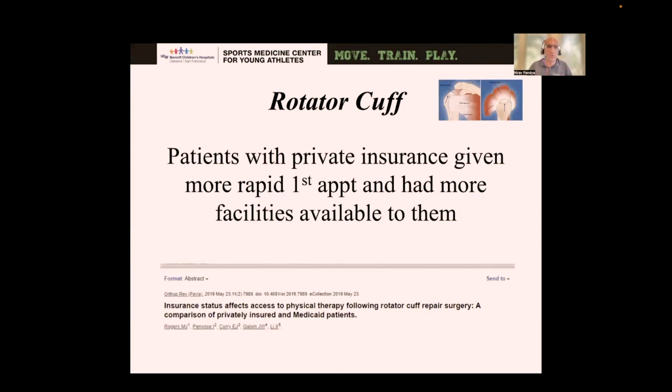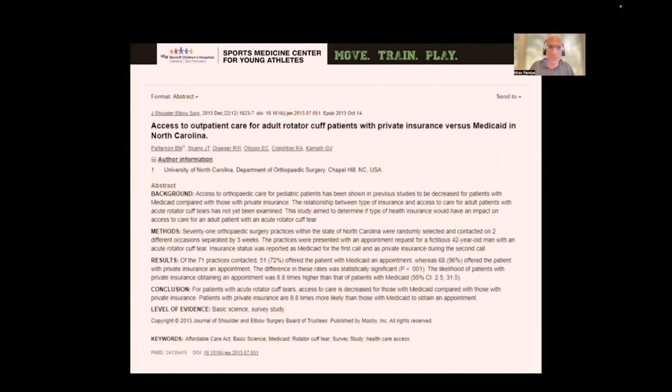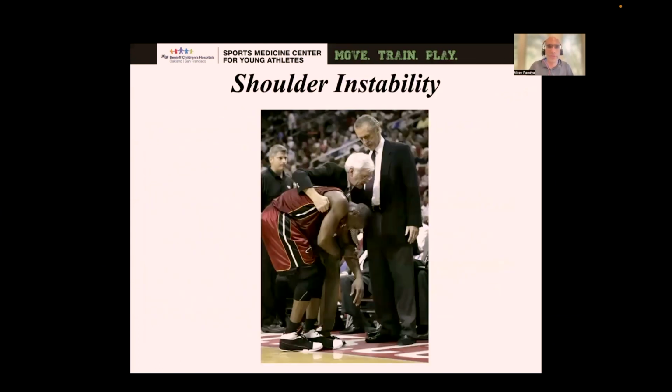Once again, patients with private insurance in this other study were given more rapid first appointments and had more facilities available to them. And once again, another similar study where they were basically looking at offices and seeing if you were able to get an appointment. Once again, publicly insured patients had a much more difficult time when calling up offices in terms of getting an appointment, particularly as reimbursements are tied to all these things, particularly at private offices.